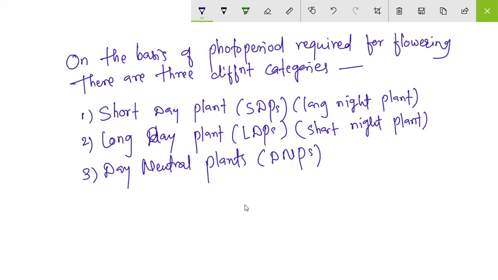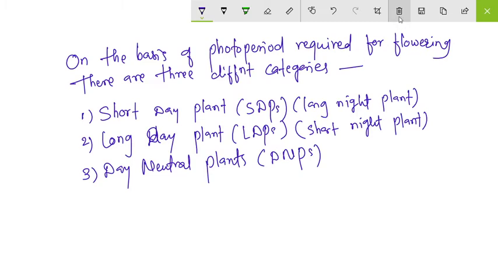Okay, day neutral plants. So on the basis of the photoperiod required for flowering, there are three different categories of plant. The first is the short day plant, or SDPs, also known as long night plant. Then second, long day plant, LDPs, also known as short night plant. Long day, therefore night is short, so short night plant. Short day, so night is long, therefore long night plant. And the day neutral, day may be short or long, it makes no difference to that plant, so they are the day neutral plants. So first of all, the short day plants.